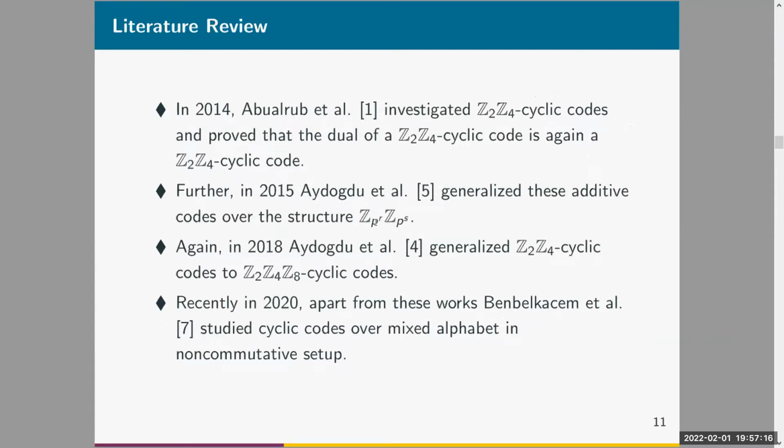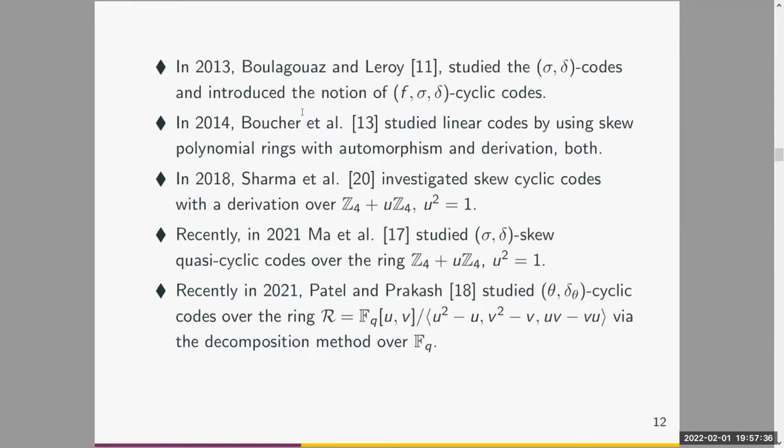Then, in 2000, et al. analyzed the additive codes of cyclic codes. Additive codes over this structure, Z_{p^s} Z_{p^r}, in general, and further they analyzed codes over the mixed alphabet with three alphabets, Z2, Z4 and Z8. Further, in 2020, apart from these works, Bilal et al. studied codes over the mixed alphabet in the non-commutative setup. Now, these works are in the non-commutative setup, but here we will also consider this skew polynomial ring with both theta and derivation. So, Gaborit and Otmani studied sigma delta codes and introduced the notion of F sigma delta codes.